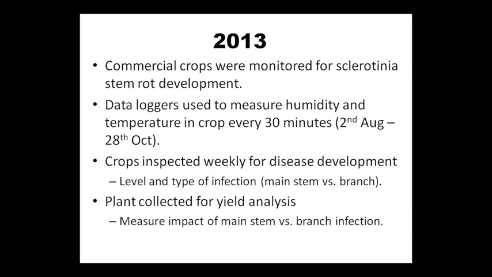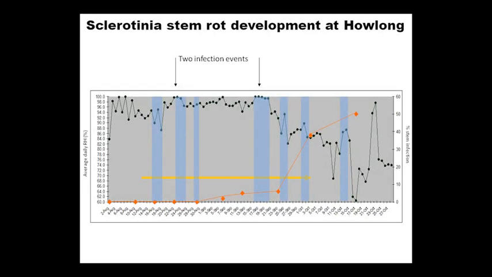So 2013, the program involved, as I said, monitoring crops for sclerotinia development. Kurt had data loggers all over the place, measuring humidity and temperature, and then he also monitored the crops to see how much infection occurred, to try and relate the two together. And this is the data that Kurt has been generating.